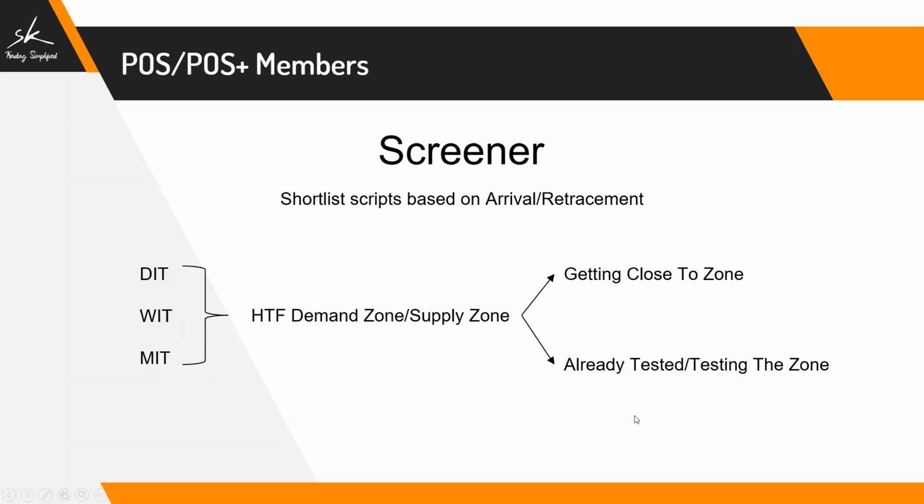And the second way it will help you is in identifying scripts where we have already tested or we are currently testing that higher time frame demand area or supply area, right? So you'll have two ways to filter it: scripts where I'm getting close to the higher time frame demand or supply zones, and scripts where we have already tested the higher time frame demand zones or the supply zones.